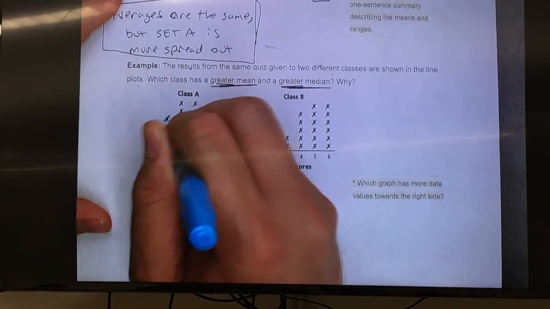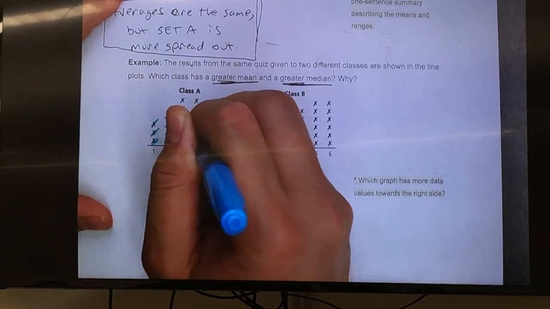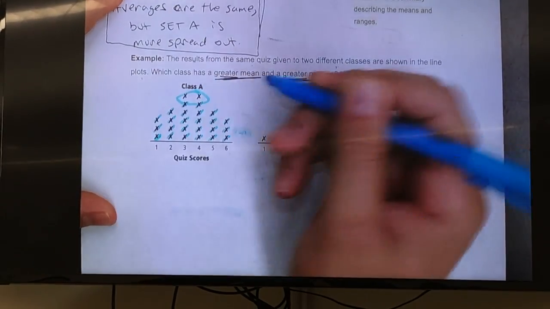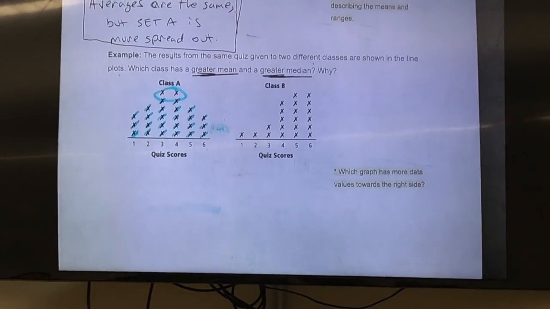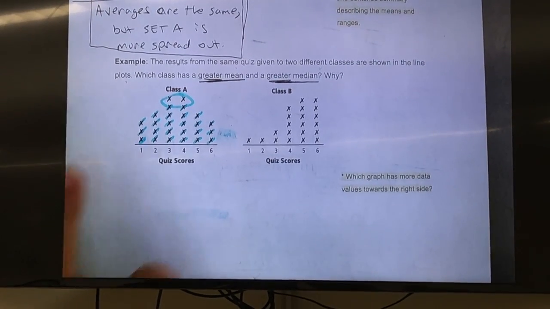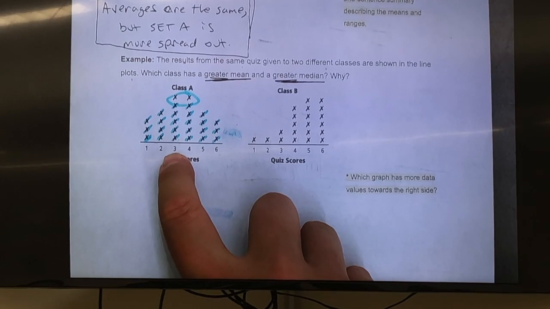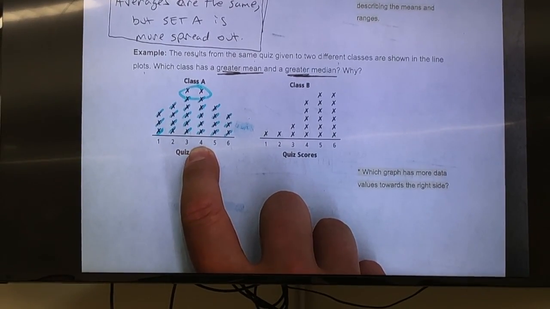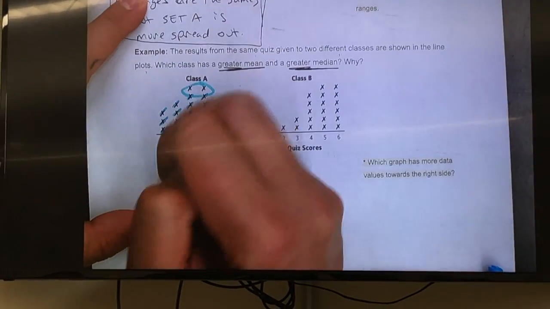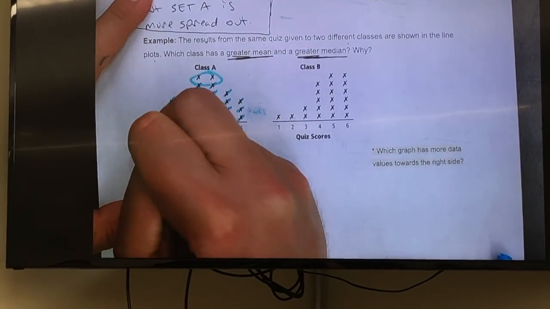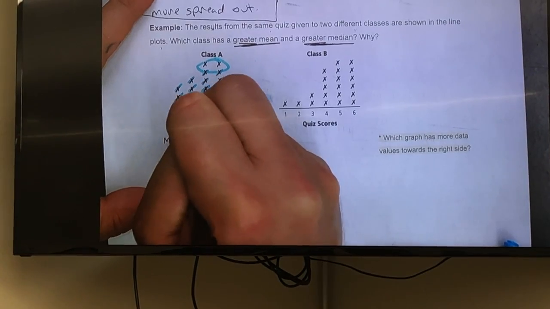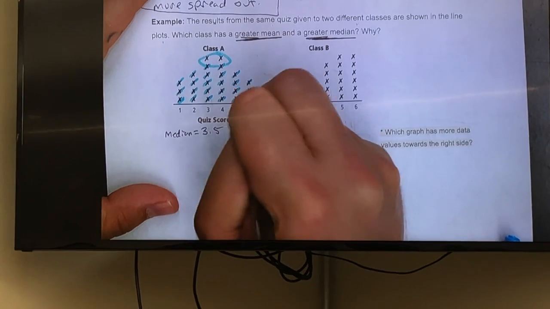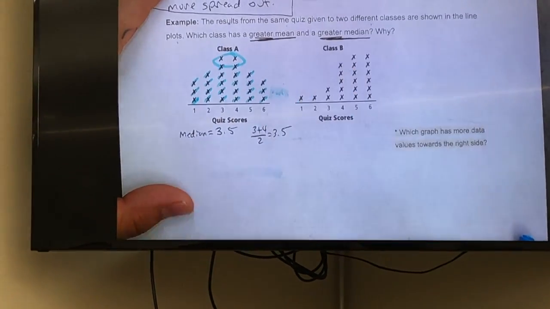8, 8, 9, 9, 10, 10, 11, 11, 12, 12, and guess what? We have two middle numbers, okay? So think about this. If this score was a 3 and this score is a 4, what's between 3 and 4? 3.5. Okay? Or again, if you needed to, 3 plus 4 divided by 2 also equals 3.5.